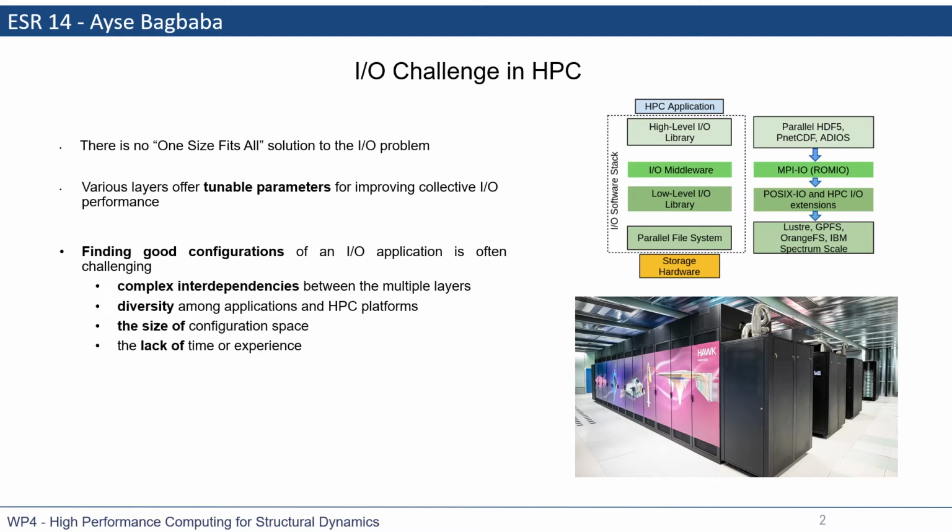A typical parallel I/O stack offers a number of tunable parameters that can achieve the best possible I/O performance. However, finding good configurations of an I/O application is often challenging because engineers have no time or experience for exploring the right combination of these parameters for each problem. So when a configuration space gets larger, it becomes difficult to monitor the interactions between the configuration options. In most cases, the default settings are implemented, often leading to poor I/O efficiency.